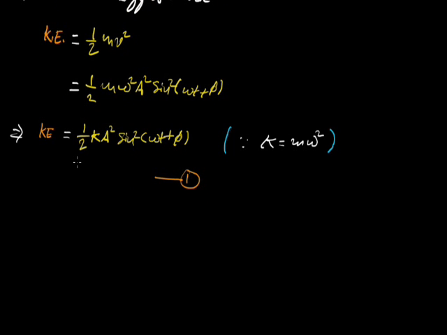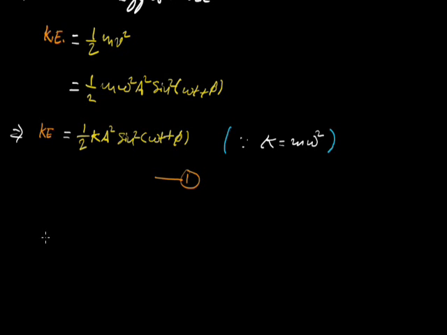The expression 1 expresses that the kinetic energy of the particle executing the simple harmonic motion has a period of T by 2, the capital T by 2, means in a 1/4 cycle of the motion, its kinetic energy approaches from minimum to maximum or maximum to minimum.